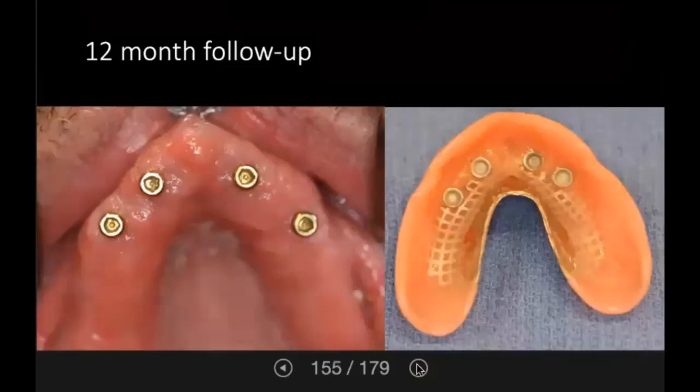At 12 months follow-up, the implants are ideally spaced and the locator abutments are in place with pink and healthy keratinized tissue. Due to the very deep palatal vault, 100% palatal coverage was not possible in this case.